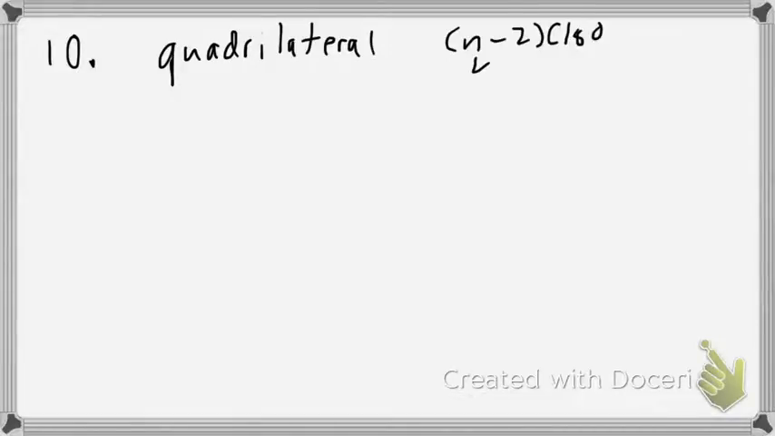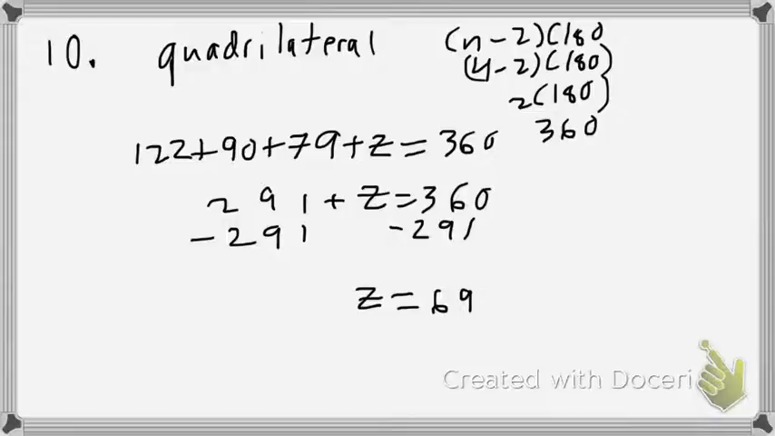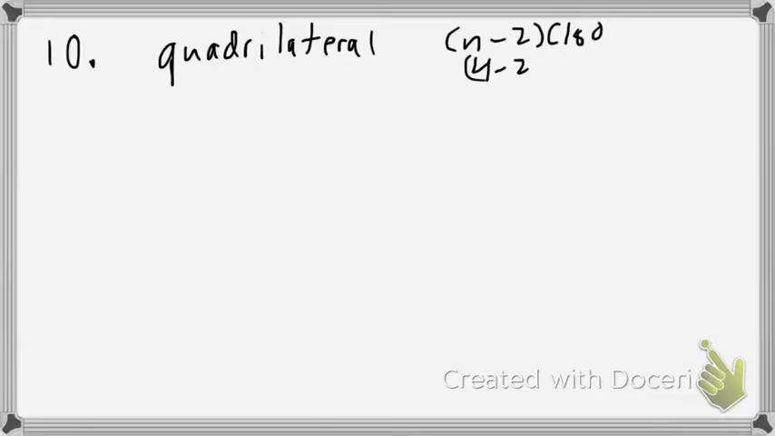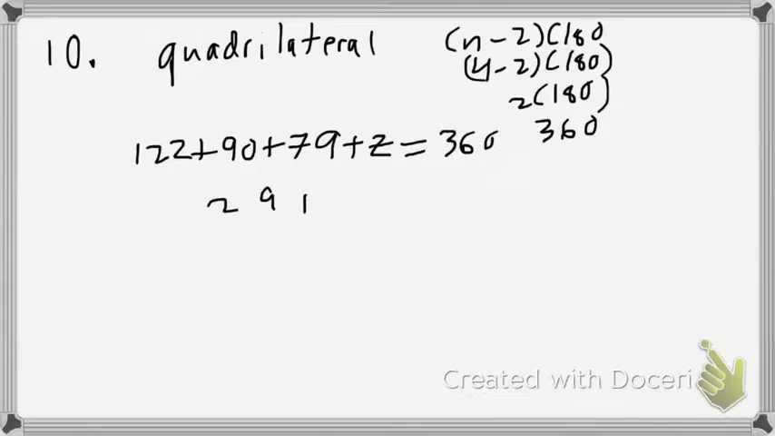So, number 10. Quadrilateral, 4 sides. In order to figure out what the sums are, I'm going to do a quick little computation there. 4 minus 2 times 180. That gives us 2 times 180, or 360. So we know it's 360.